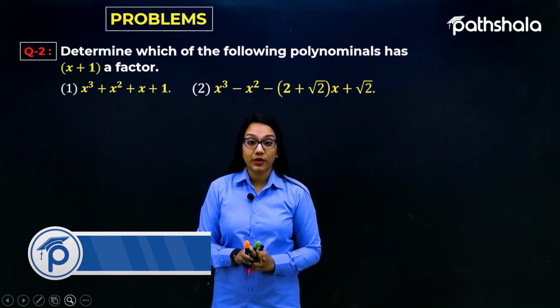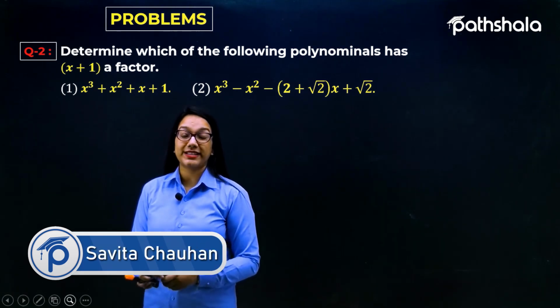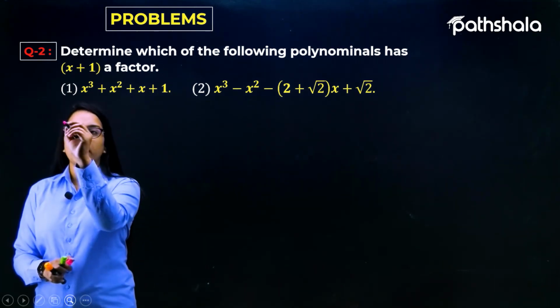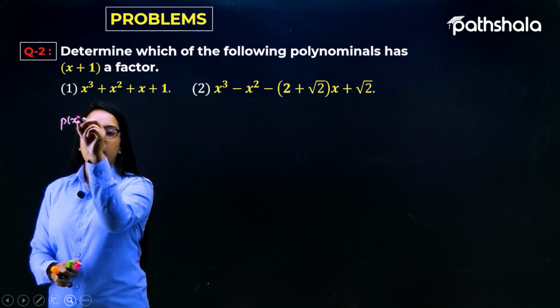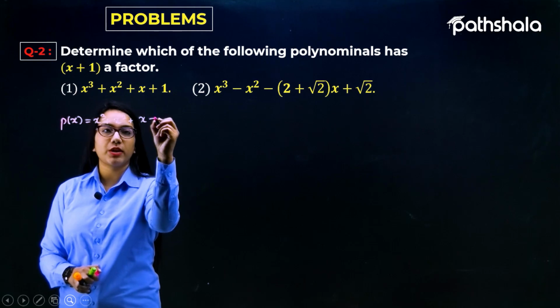So let's just see question number 2. Question number 2 says: determine which of the following polynomials has x plus 1 as a factor. So let's start with the first part. Let us suppose we are taking the first part, p of x, which is x cube plus x square plus x plus 1.